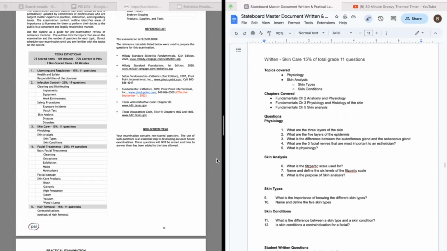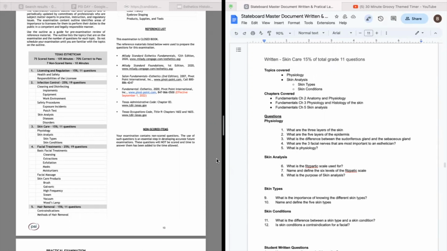You want to know information like the layers of the skin, the layers of the epidermis, the difference between the sudoriferous glands and the sebaceous glands. So when I said the anatomy and physiology and the physiology and histology, that's going to be the glands and what the skin is actually made up of. What are the 3 facial nerves that are most important to an esthetician?